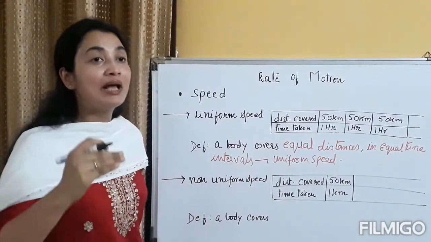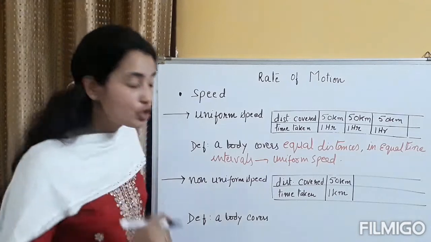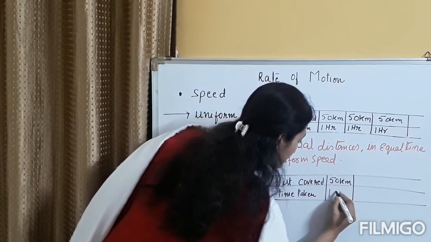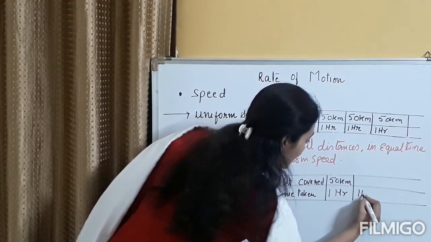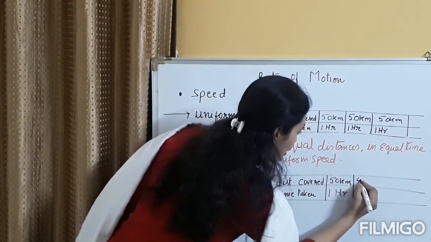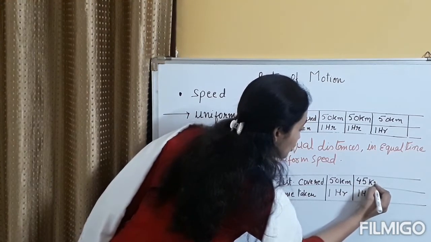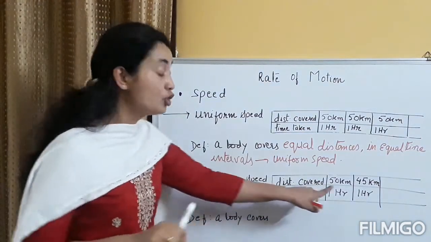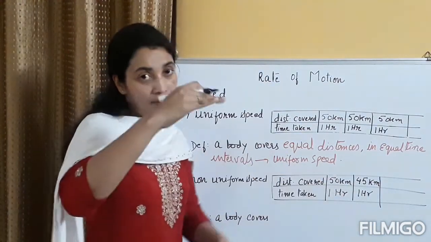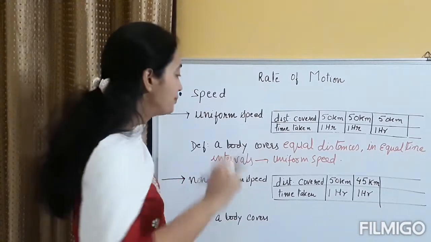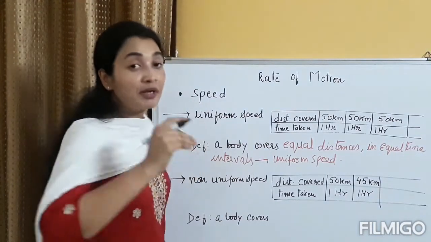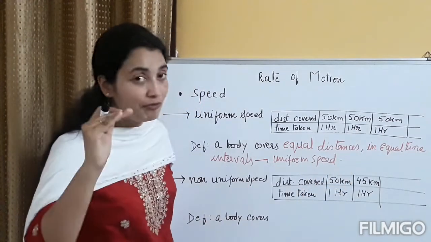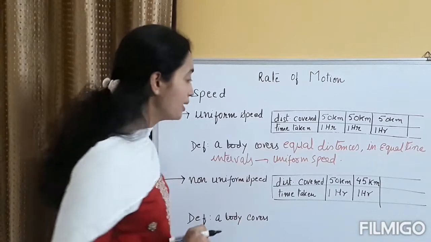So naturally when the traffic increases, what happens to your speed? In the next 1 hour, you managed to travel only 45 kilometers. You could not keep up your level of 50 kilometers per hour. So the traffic increased and your distance covered has gone down by 5 kilometers. Now it is 45 kilometers.